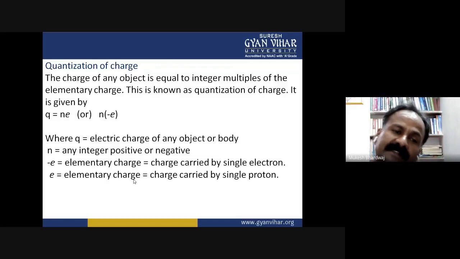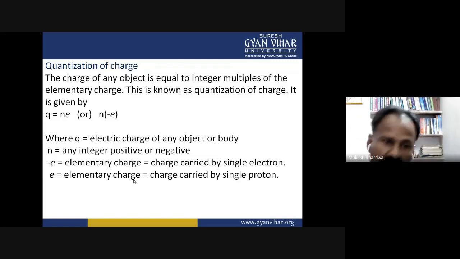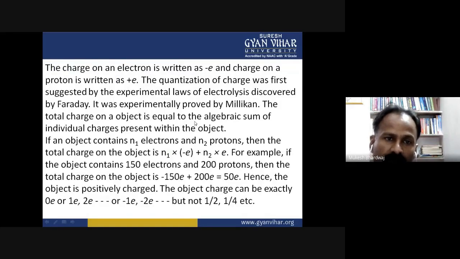So we simply say that q equals ne, where q is the electric charge of any object or body, n equals any integer positive or negative, where minus e is the elementary charge carried by the single electron, or e is the elementary charge carried by the single proton. The charge on electron is written as minus e, and this is positive. The quantization of charge was first suggested by the laws of electrolysis discovered by Faraday. It was experimentally proved by Millikan oil drop experiment.